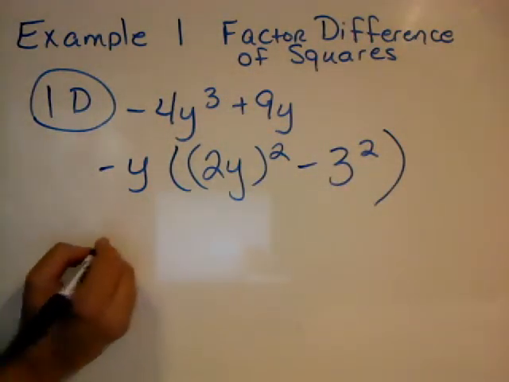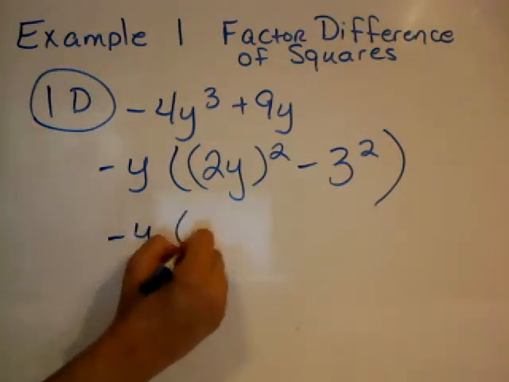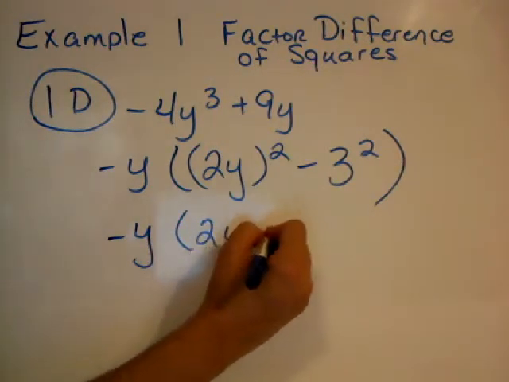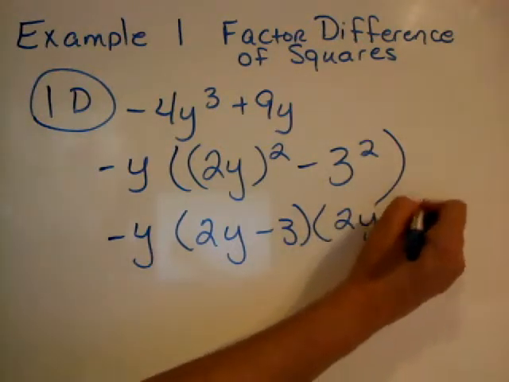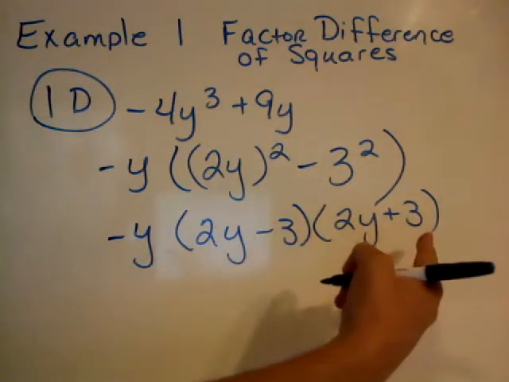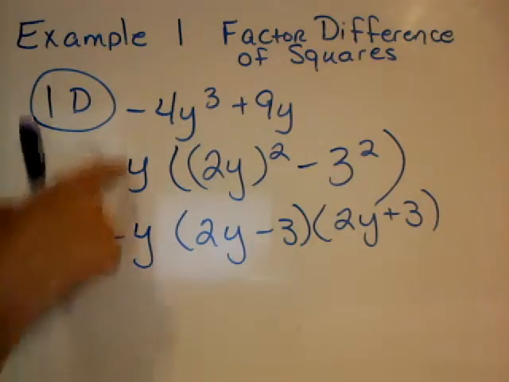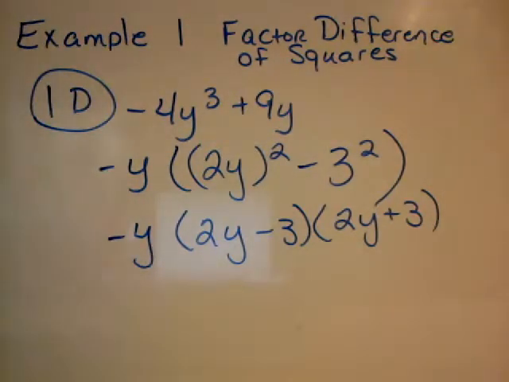And so I say negative y times 2y minus 3 times 2y plus 3. And again, if you use the full method and multiply it by a negative y, then we go back to your original starting point.